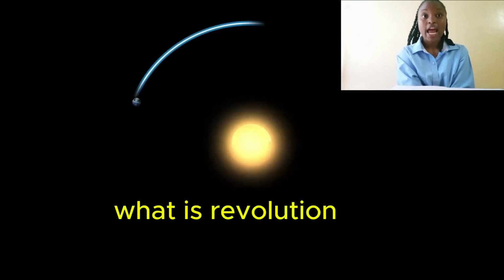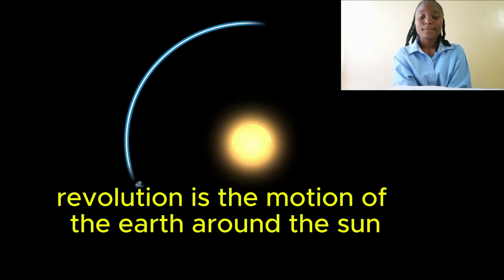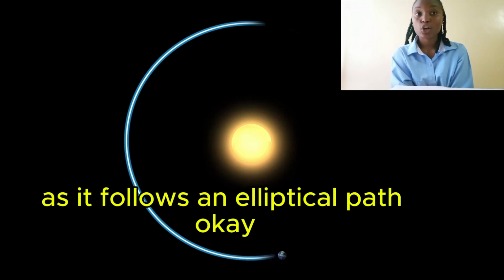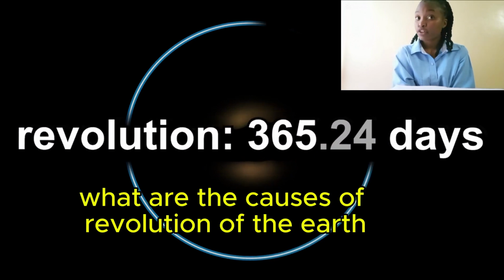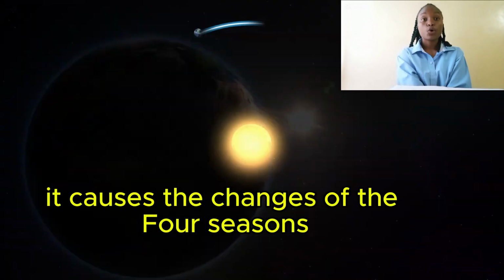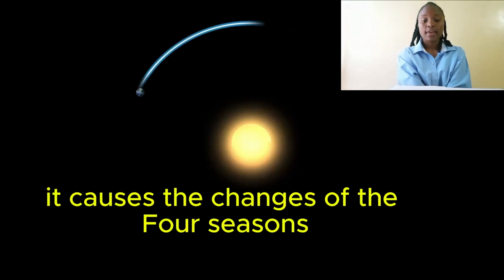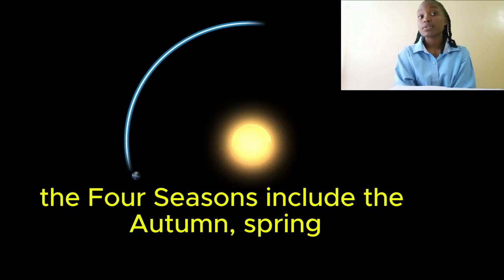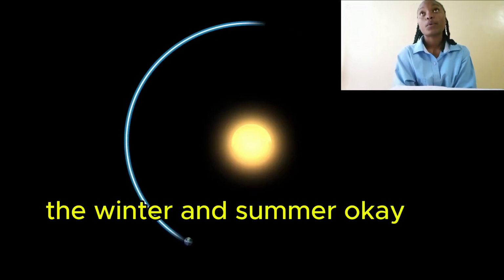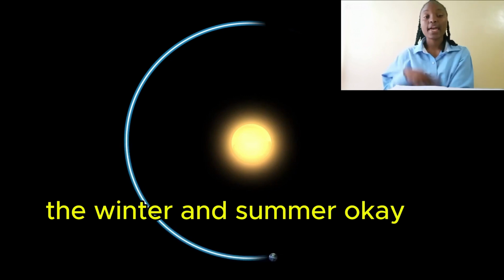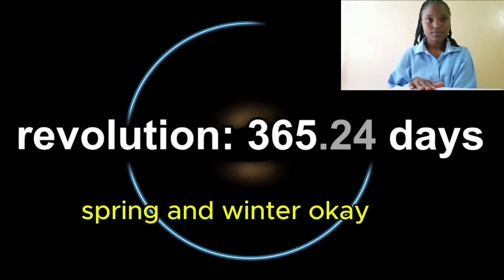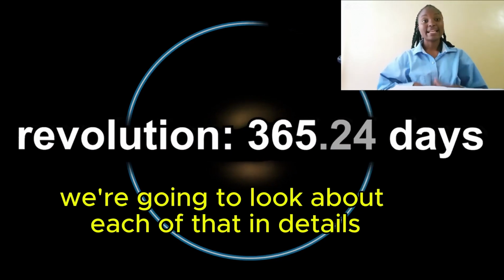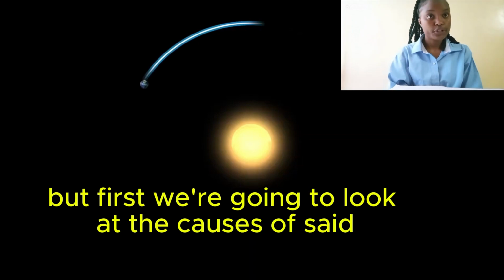What is revolution? Revolution is the motion of the earth around the sun as it follows an elliptical path. Okay, what are the causes of revolution of the earth? It causes the changes of the 4 seasons. The 4 seasons include the autumn, spring, the winter, and summer. Okay, we're going to look about each of that in details, but first we're going to look at the causes.